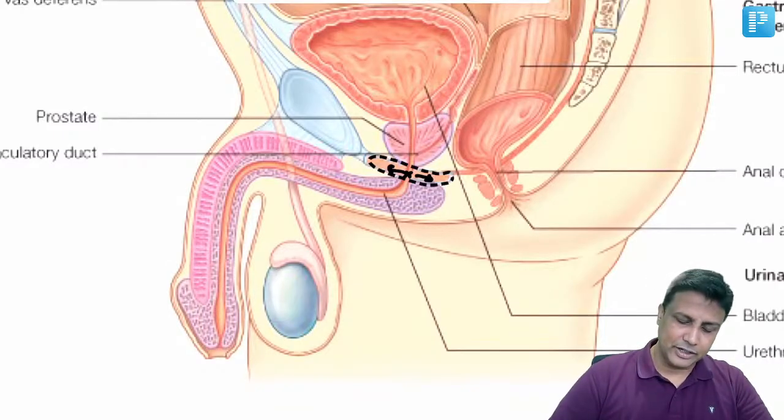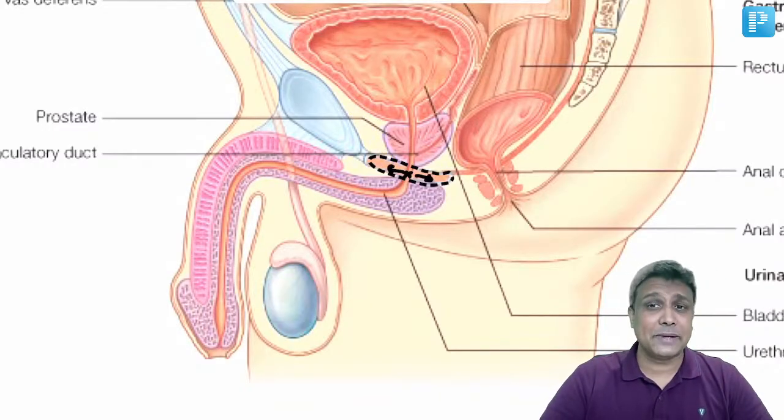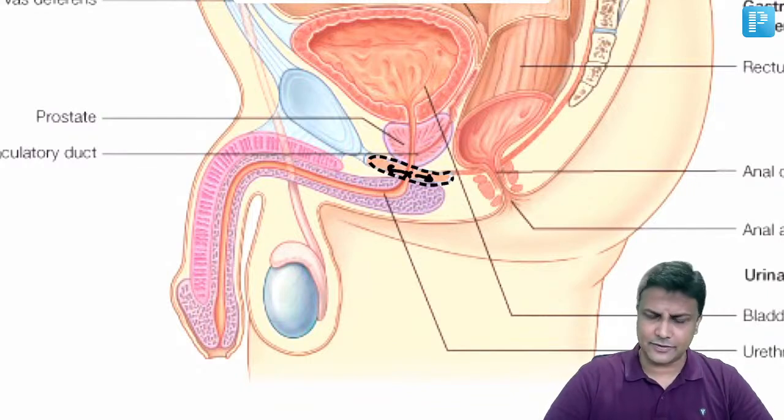And from here, the urine can also go into this space here. And this space surrounding the neck of the urinary bladder is nothing but the space of Retzius. Space of Retzius, fine.